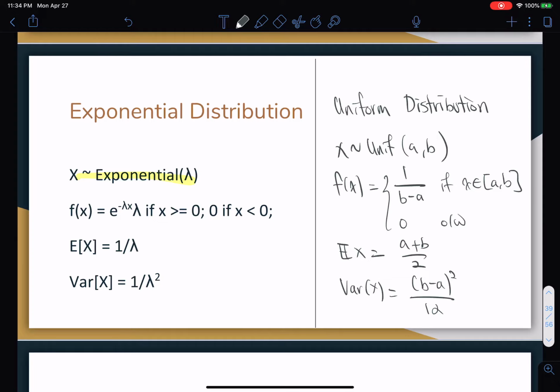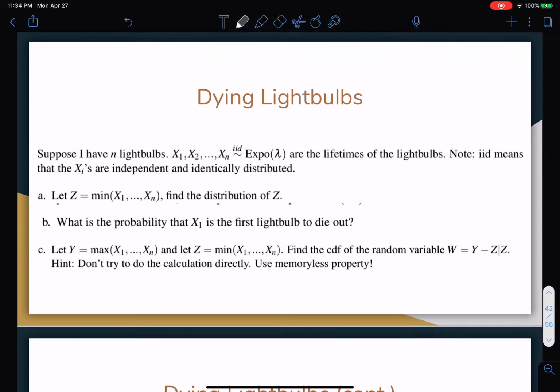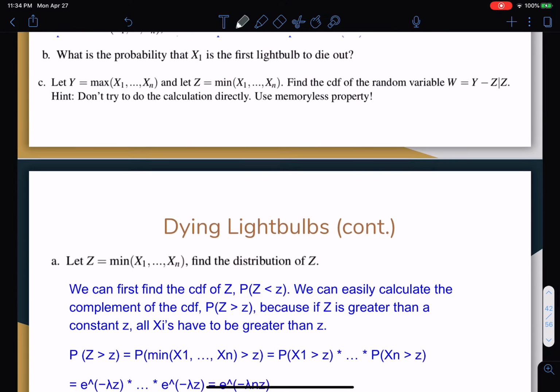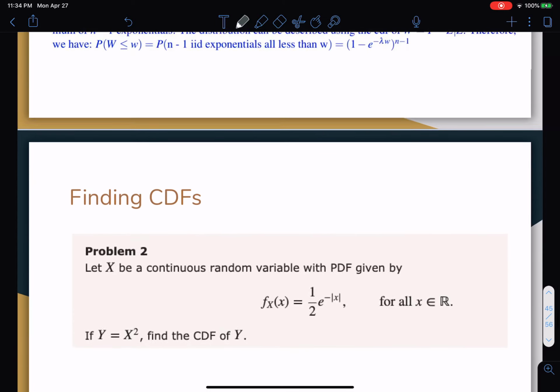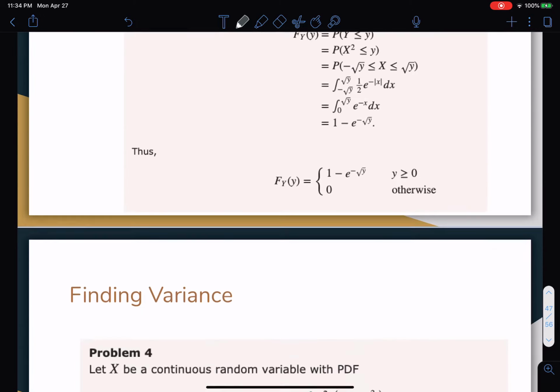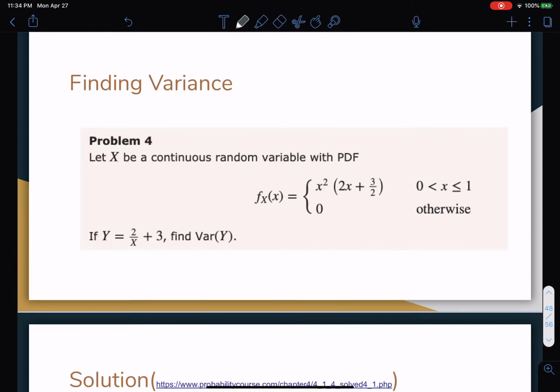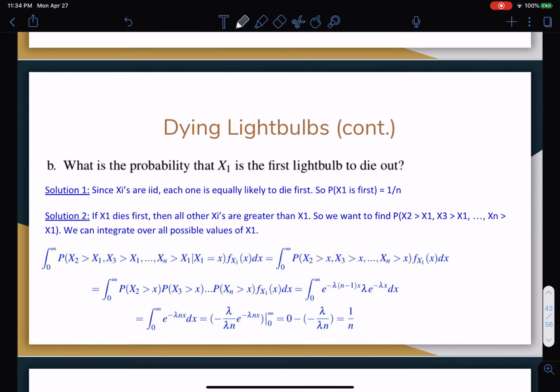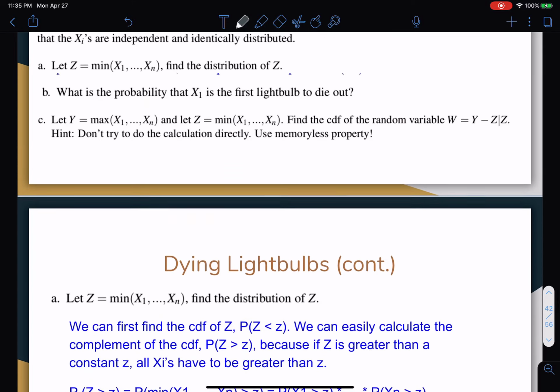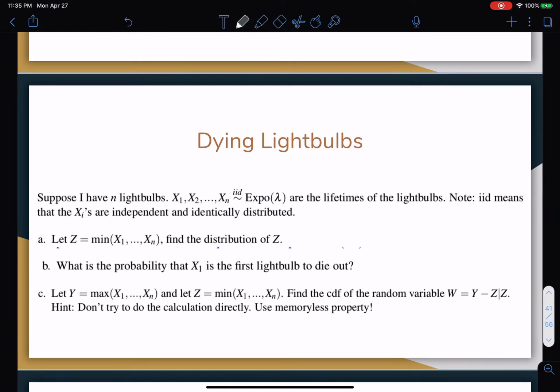Again, this is something you can definitely calculate. Okay, for this question section, I'm going to be skipping the second part where you try to find the CDFs, and instead I'll focus my attention on darts, the dart game, and dying light bulbs. The reason being, I don't think the second part is as interesting. It's a little more mechanical.